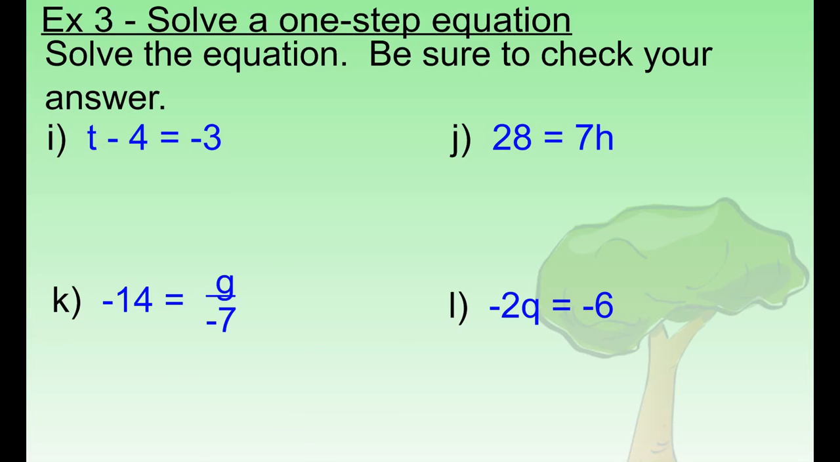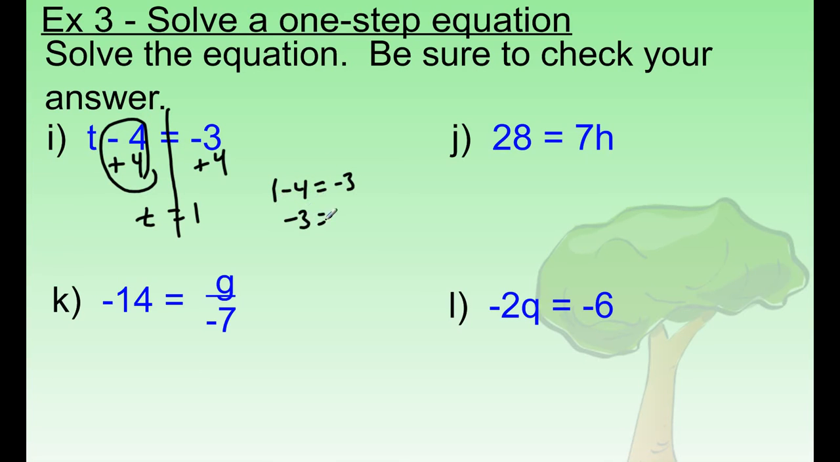Okay, so let's see. Draw our line. My variable is being subtracted by 4, so if I add 4, or you can think about it as a negative 4 and positive 4, t equals 1. And check it out. Let's see. 1 minus 4 might equal negative 3. And if you check with a calculator, this math does work out. 1 minus 4 is negative 3. Yes, that is the solution to the problem. T equals 1.